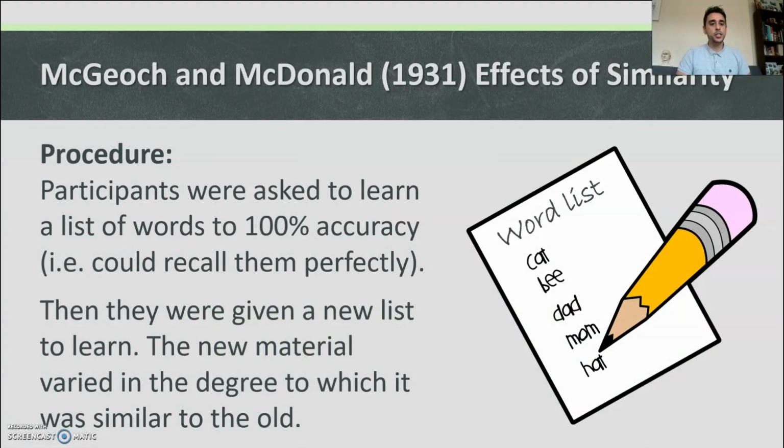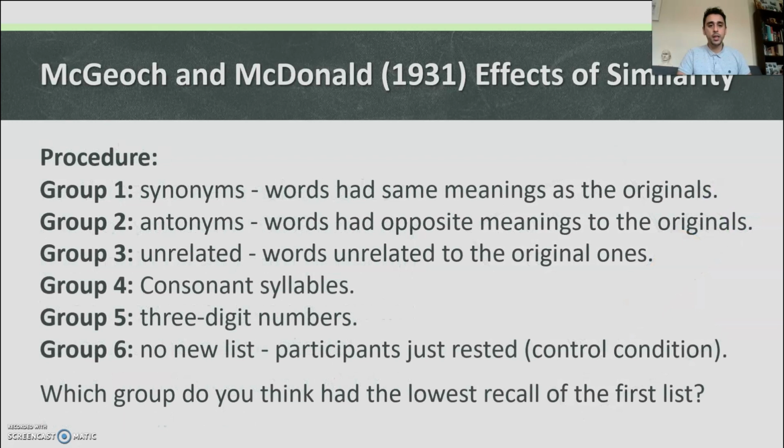Here's the procedure. Participants were asked to learn a list of words to 100% accuracy, i.e. they could recall them perfectly. They were then given a new list to learn. The new material varied in the degree to which it was similar to the old. So here's the different groups.